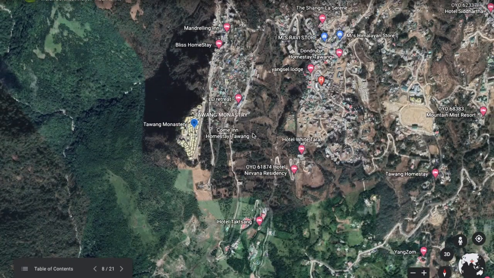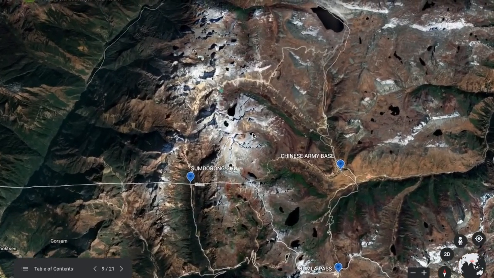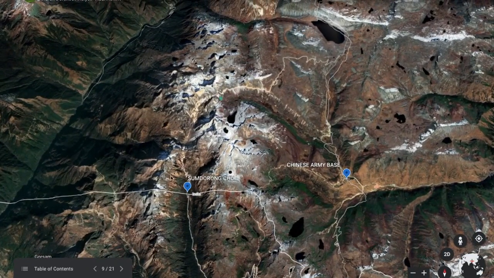Now, the next area that I will take you to is a place called Sumdrong Chu. Located at an altitude of about 14,000 feet, this area became the scene of a standoff between the two armies in 1987. Now, India, in the end part of 1986, granted statehood to Arunachal Pradesh, and the Operation Checkerboard conducted by the Indian Army in February 1986 to prepare and test their response to a Chinese action like the one done in 1962 probably irked the Chinese.